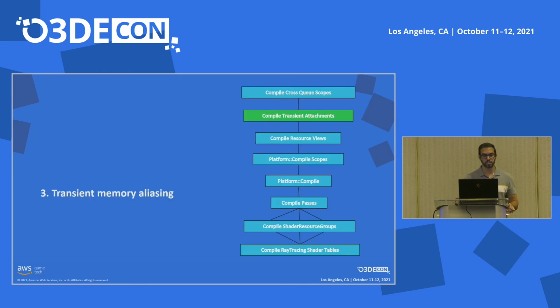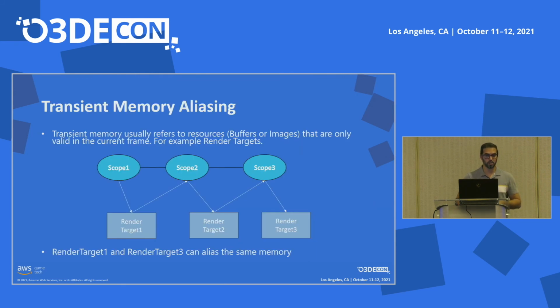So now how do we do memory aliasing for transient resources? This is essentially reusing the same memory that was used earlier in the frame, again, further down the frame, when you know that memory is not going to be needed anymore. So how do we do that? Here's an example of transient memory.